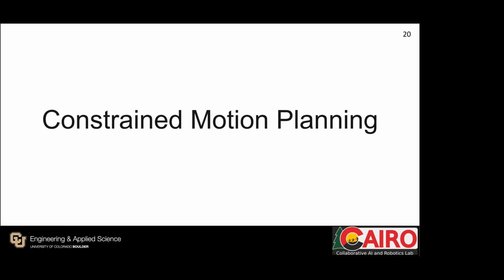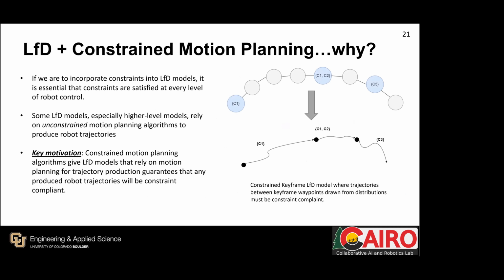And so this provides a good segue into the other major area that I will present, and that is constrained motion planning. You might be asking, well, why is constrained motion planning important for learning from demonstration? Well, if we are to incorporate constraints, whether they're learned or communicated, it is essential that these constraints are satisfied during skill execution. And some LfD models rely on unconstrained motion planning algorithms to produce these robot trajectories. The example being keyframe LfD or some of the higher level learning from demonstration methods I introduced.